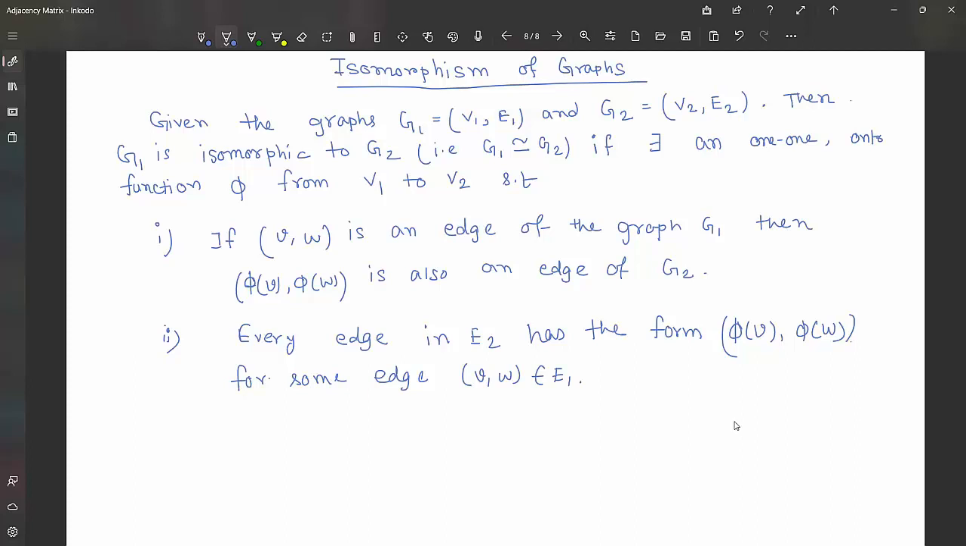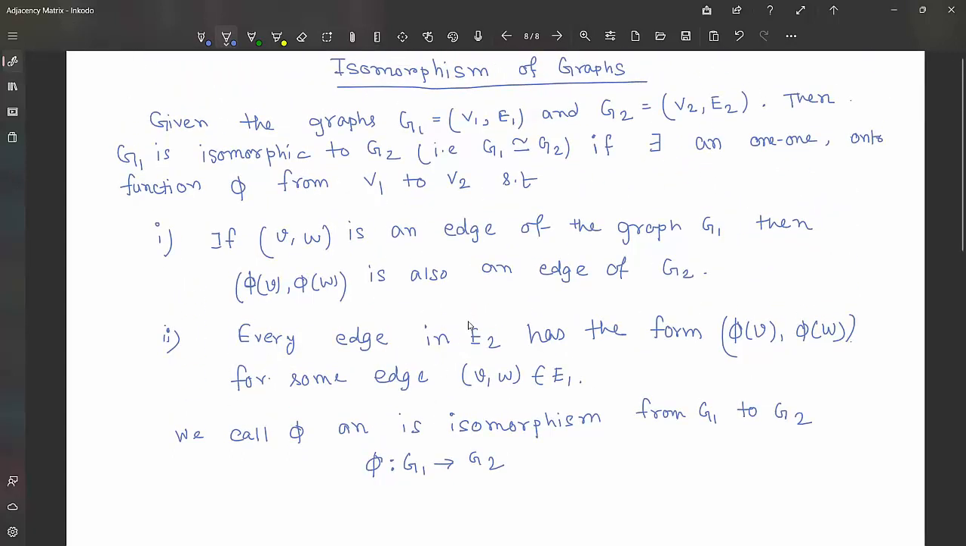Then we call this phi an isomorphism from G1 to G2. So this is the condition. That means you will always get a one-one onto correspondence, a bijective correspondence, between the graph G1 and the graph G2.